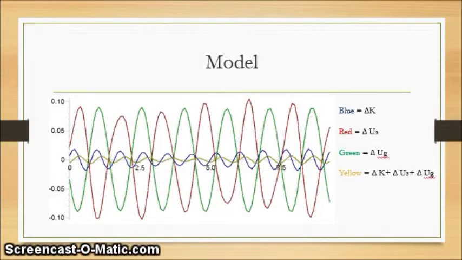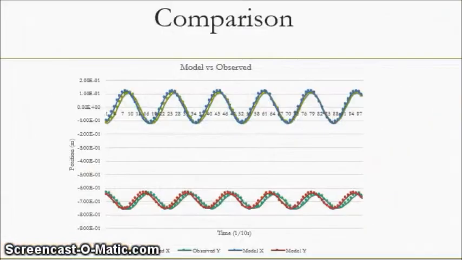This model also produced a graph where we can see the change in kinetic energy by the blue line, the change in potential energy of the spring in the red line, the change in potential energy of the gravitational force with the green line, and what would be considered the total change of all of the kinetic energies and potential energies of the system. After collecting data from the observation as well as the experimental model, I placed both of the data sets into a graph for comparison here.